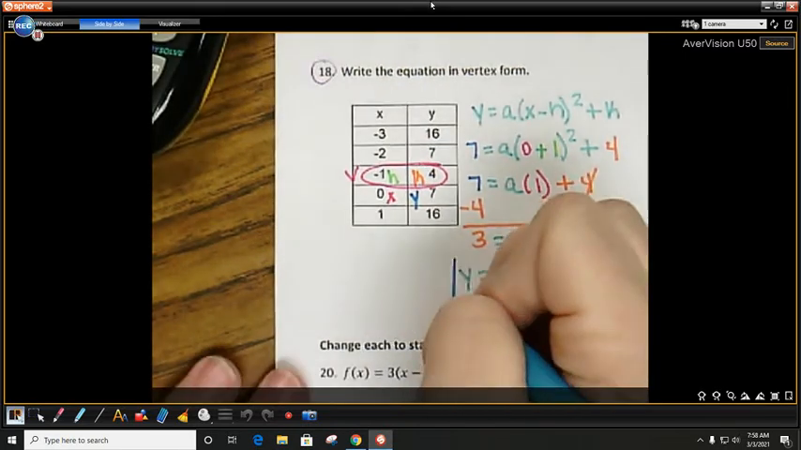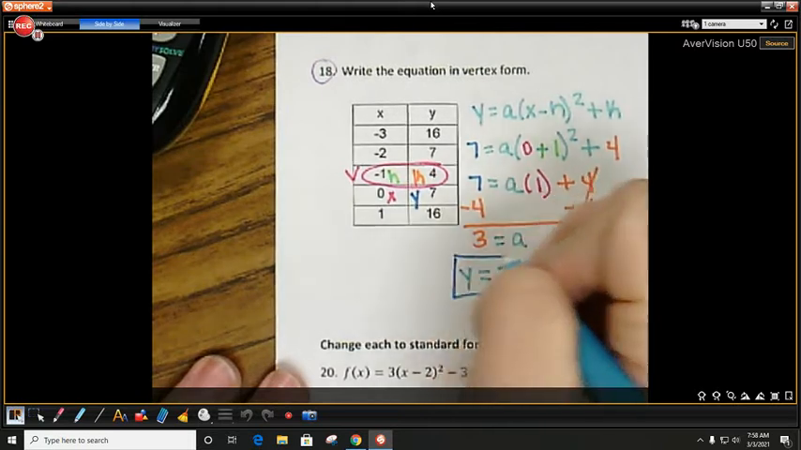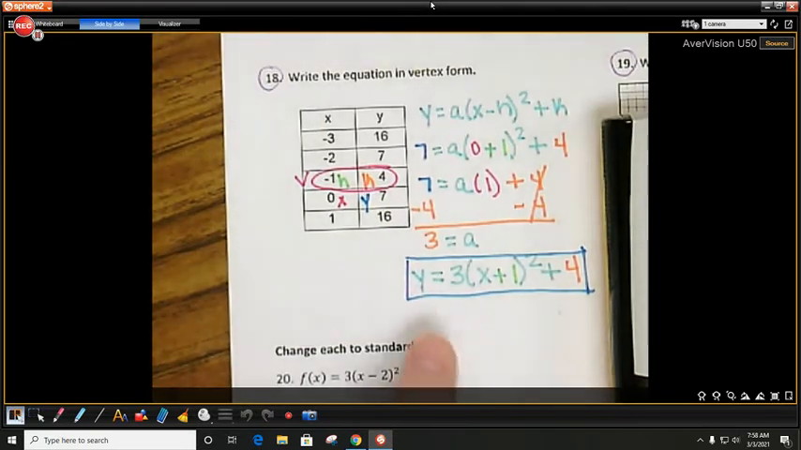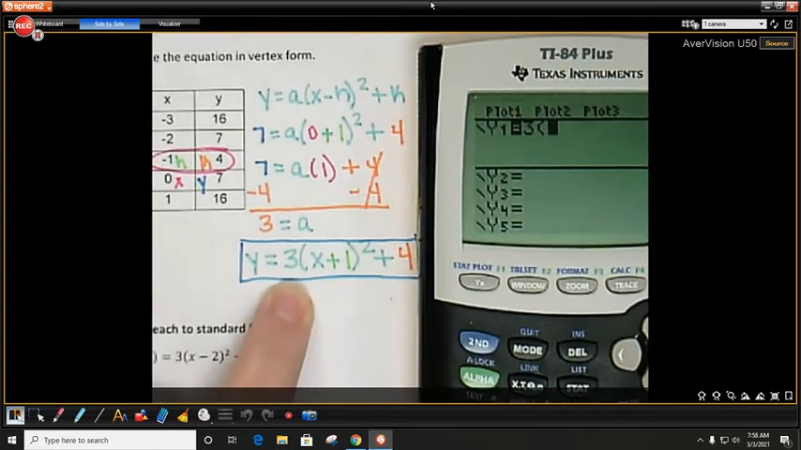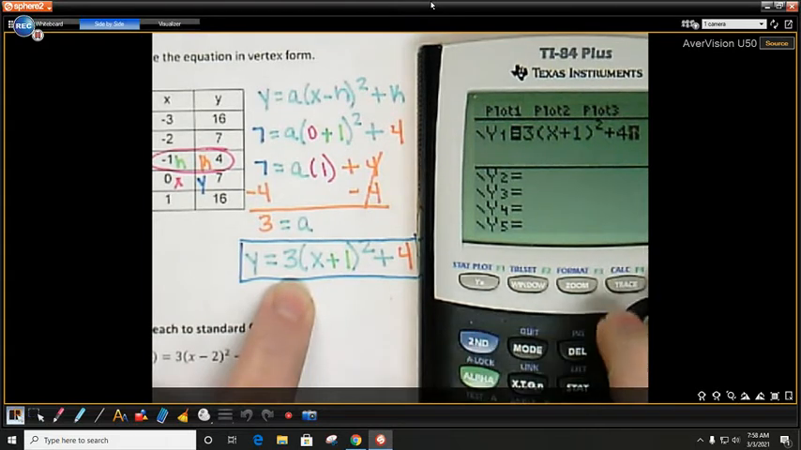So there is my answer. So again, you could go to your calculator. You could graph or type in your equation. So I have 3 times x plus 1 squared plus 4. And I'm going to pull up my table.